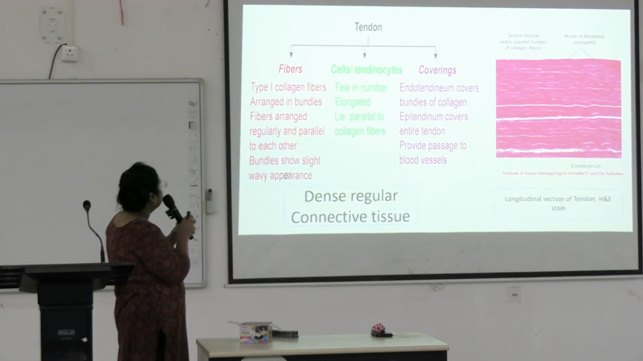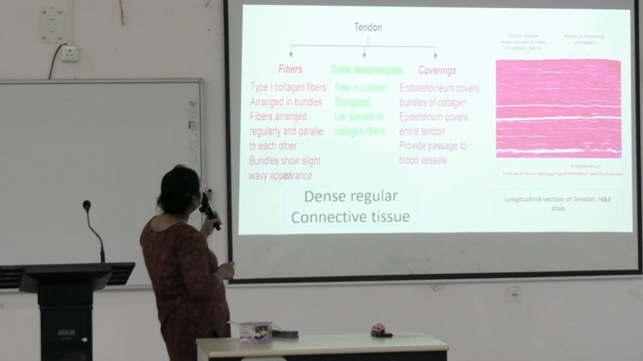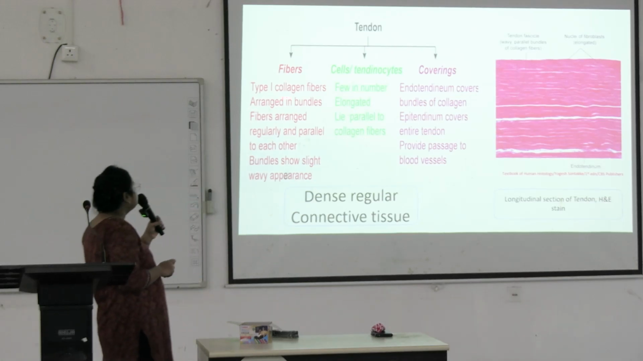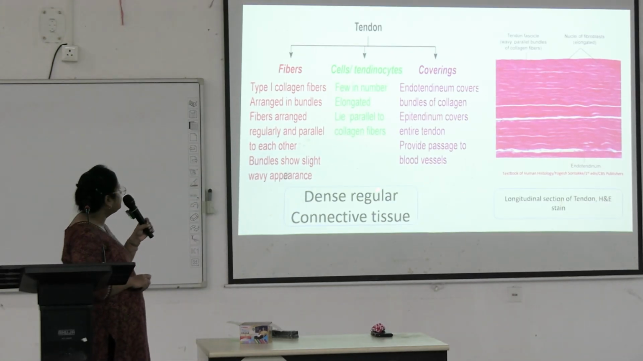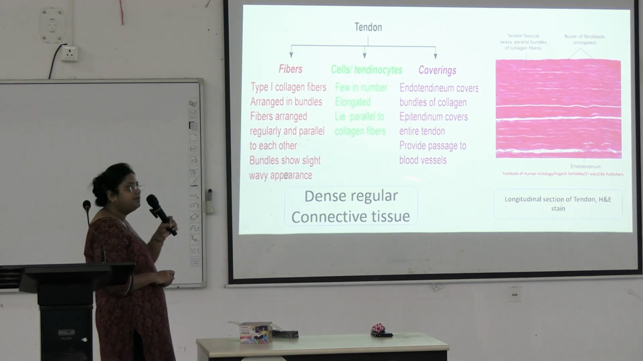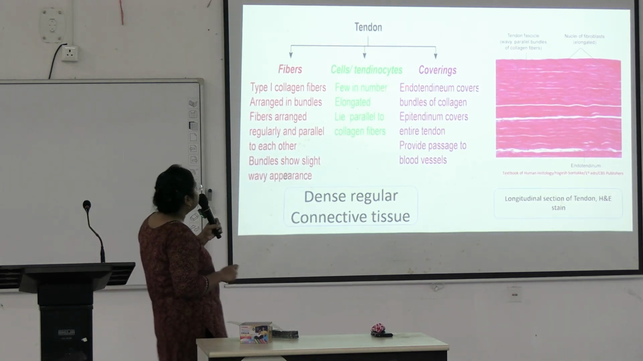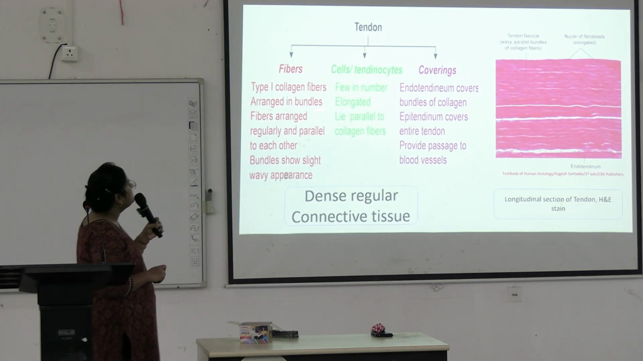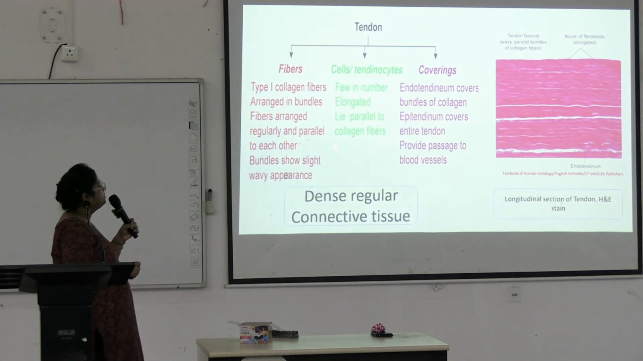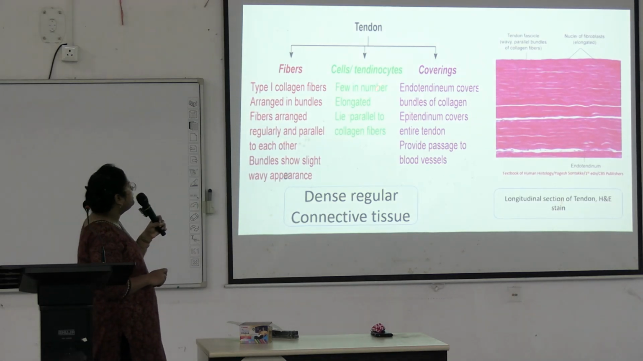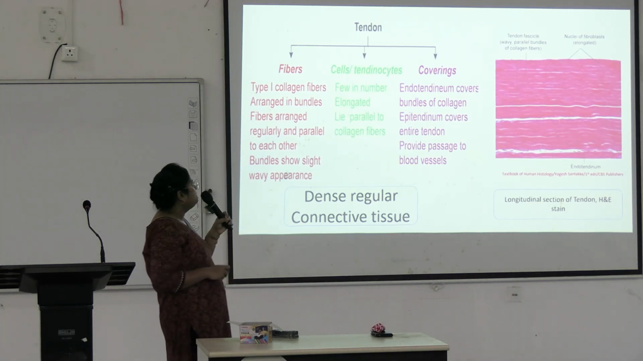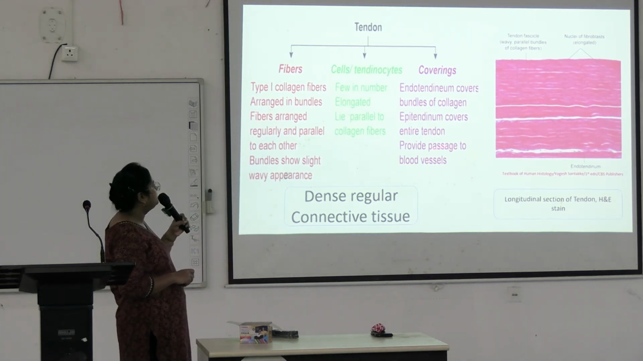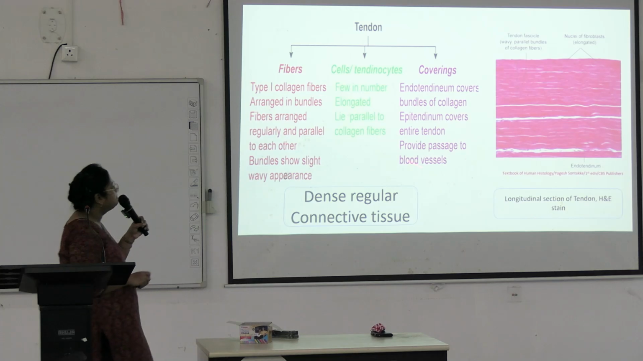So in tendon, the fibers are type 1 collagen fibers arranged in bundles. Fibers are arranged regularly and parallel to each other. Bundles show slight wavy appearance. Cells are the tendinocytes. They are few in number, elongated, and lie parallel to the collagen fibers. Coverings are endotendinium, which covers bundles of collagen fibers, and epitendinium, which covers the entire tendon and provides passage to the blood vessels.